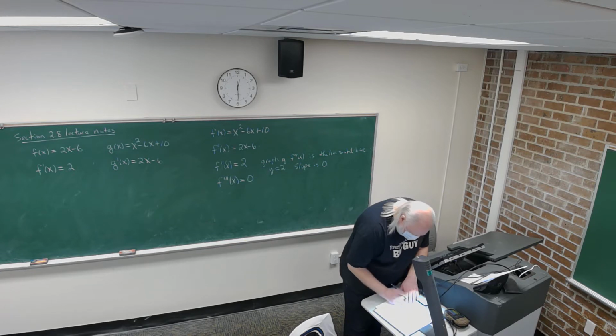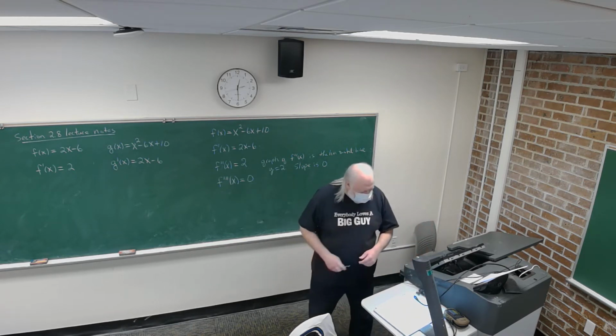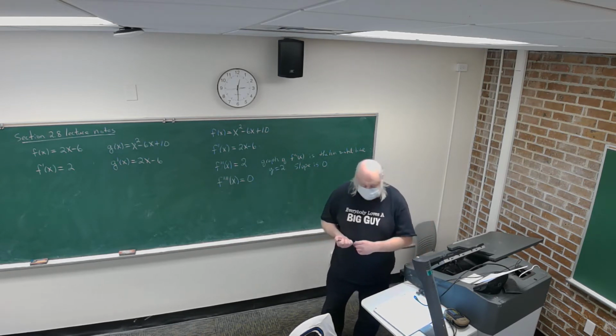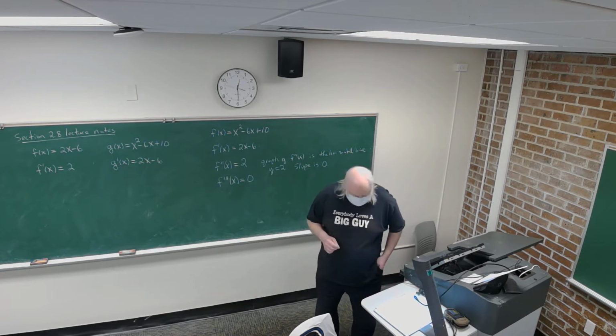It's saying derivative of the first derivative equals the second derivative. And that's how we denote that using Leibniz notation. Okay? And we'll be using a lot of that going forward.